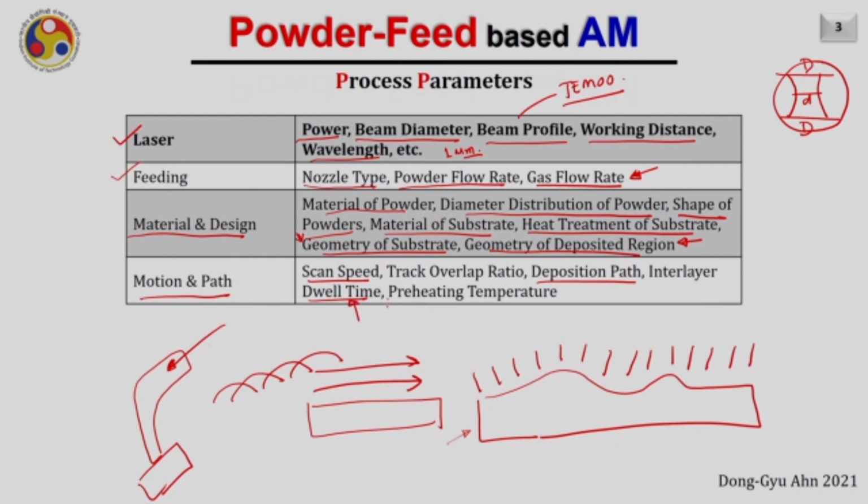And in some cases, if you are dealing with such hard materials, preheating is also required. So before depositing the next layer, we need to preheat the pre-built layer or the substrate in such a way that we reach a certain temperature and then we deposit the next layer. So this is the overall picture of the process parameters influencing the powder feed additive manufacturing. Now let us discuss a very important phenomenon.